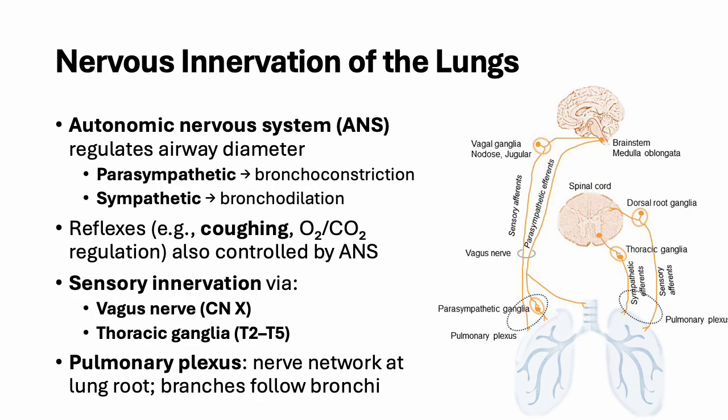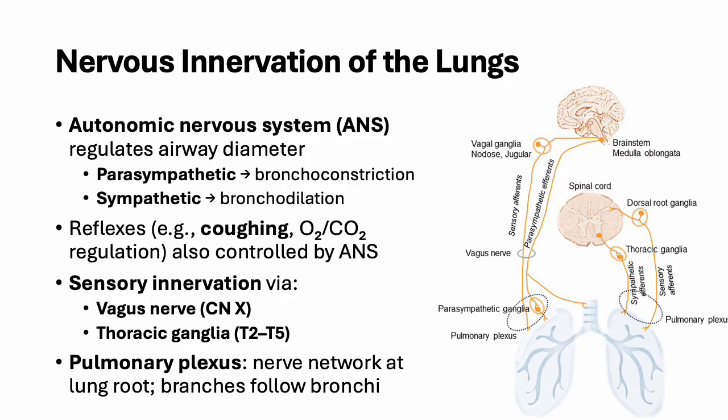In addition to the mechanical and vascular components of the lung, nervous control plays a major role in regulating airflow and respiratory reflexes. The autonomic nervous system governs the diameter of the airways, which directly influences the amount of air reaching the alveoli. There are 2 main branches involved. The parasympathetic nervous system, primarily through the vagus nerve, causes bronchial constriction.